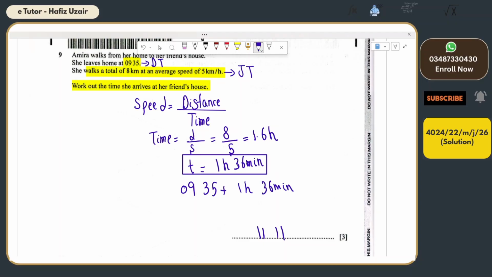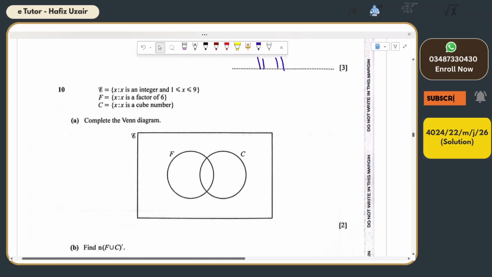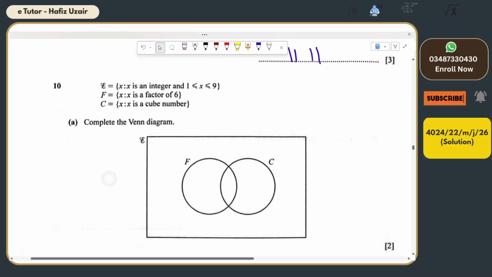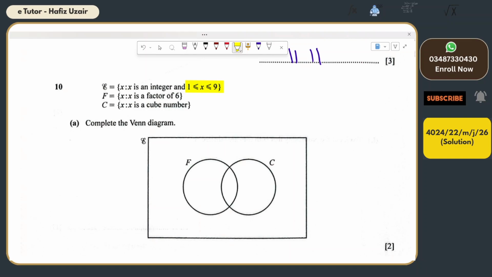All right. Let's move to question number 10. Question number 10 is related to sets. x such that x is an integer and 1 is less than or equal to x and x is less than or equal to 9. So how many values does this set have? This universal set has values 1, 2, 3, 4, 5, 6, 7, 8, and 9. So these are the values of the universal set.